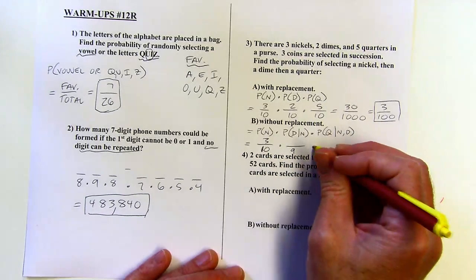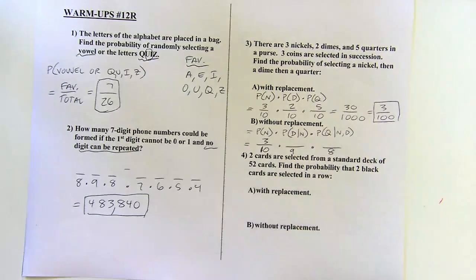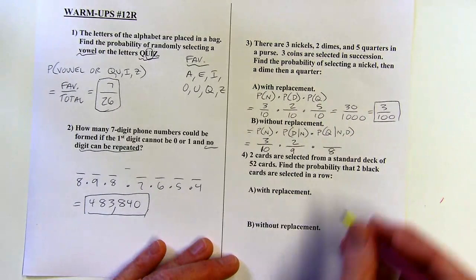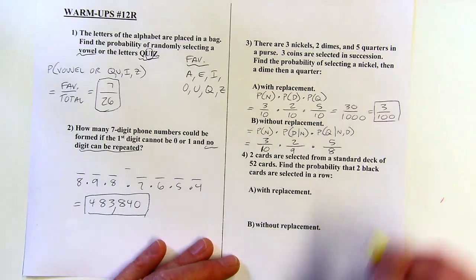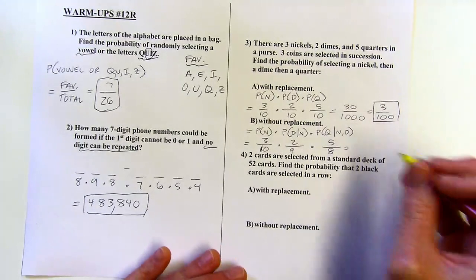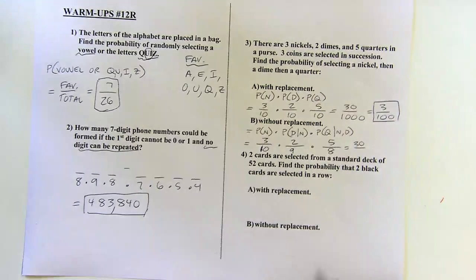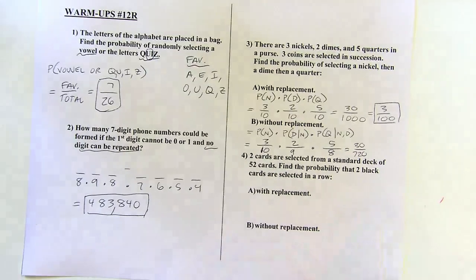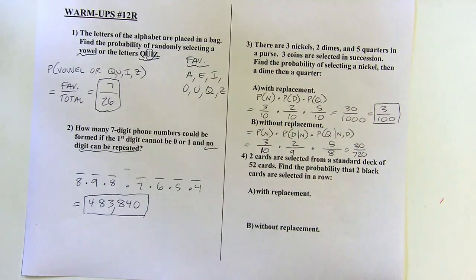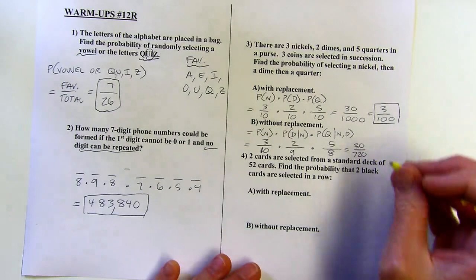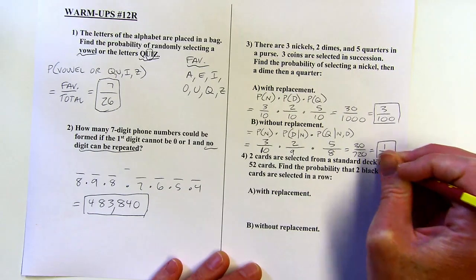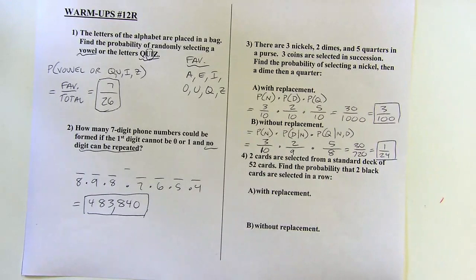And then on the third draw, since we're not putting these back, there's only going to be 8 coins left. So there'll still be 2 dimes to choose from out of the 9 coins, and then it'll still be 5 quarters, but there'll only be 8 coins left. So I multiply on top, and on the bottom that's going to be 720. And then that's going to reduce to 1 over 24, if you divide by 30 on top and bottom. Okay. All right, last problem.